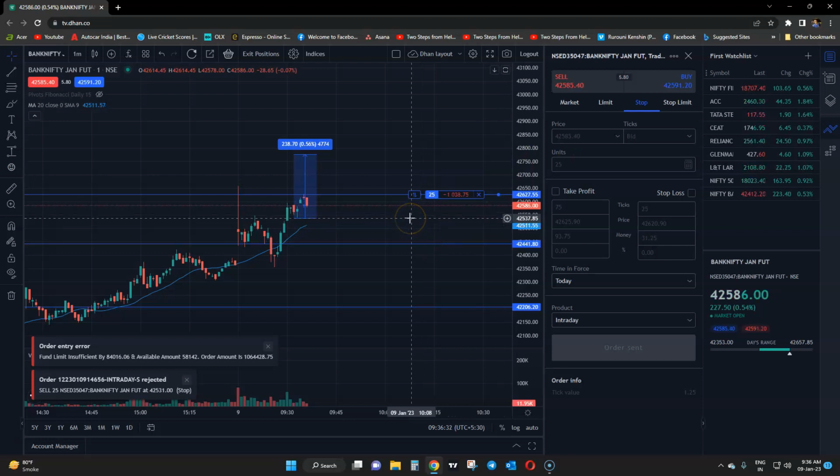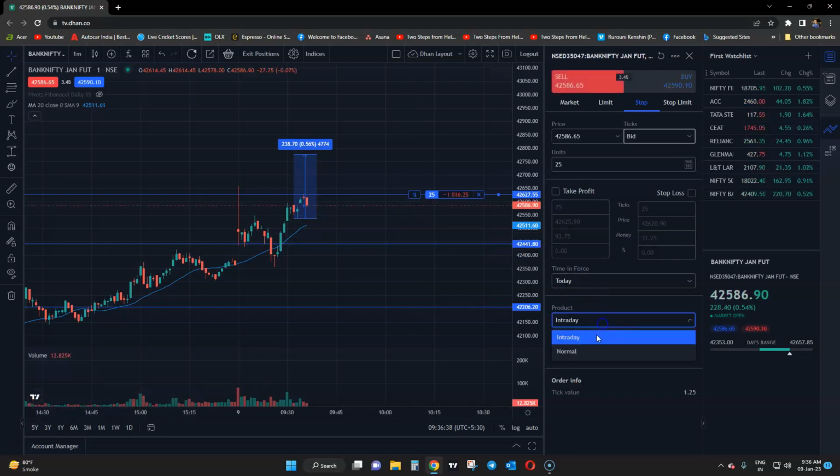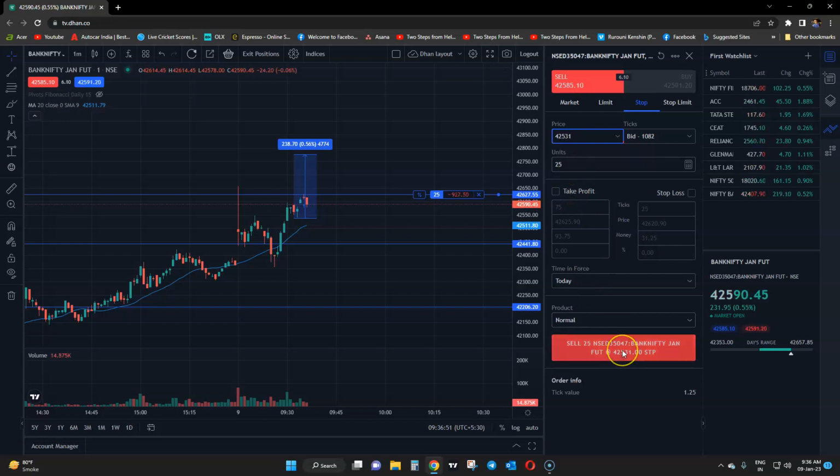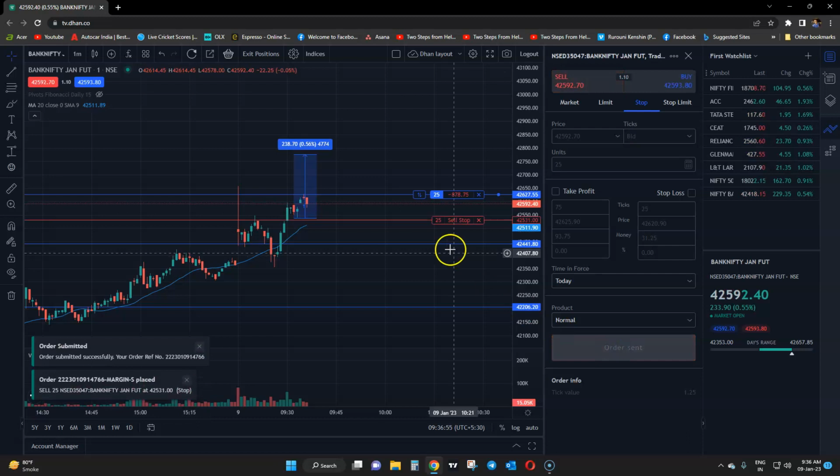So you want me to manually exit this now in case it goes south? I think I found the mistake. Okay. 42531. Okay. There you go.